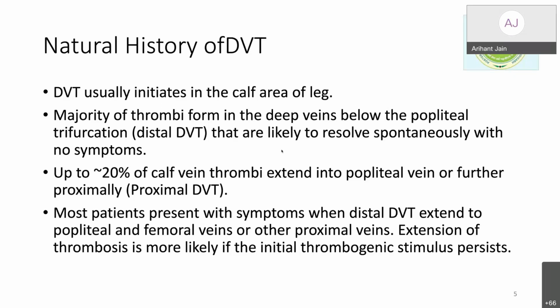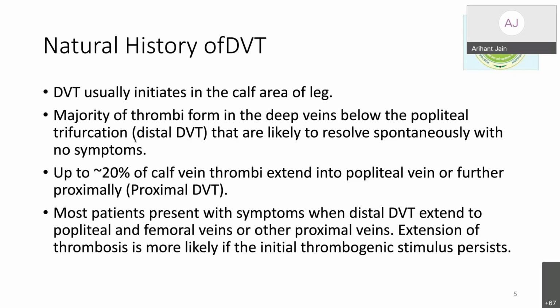Yeah, I'm sorry. So basically, the natural history of DVT, first of all, we have to understand that most of these thrombi will arise in the calf area of the leg, which is that they will start as distal DVT. The majority of the thrombi which form in the deep veins below the popliteal trifurcation are called distal DVT, and most of them will resolve spontaneously without any symptoms. They will not even be noticed, and these are all historical studies which were done on asymptomatic patients, and that's how we know that. So most of them will resolve.